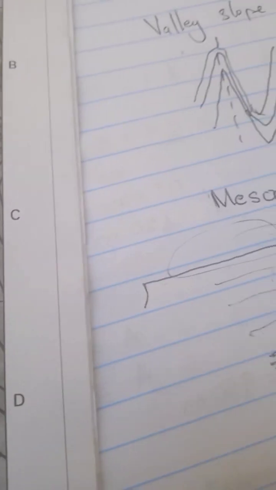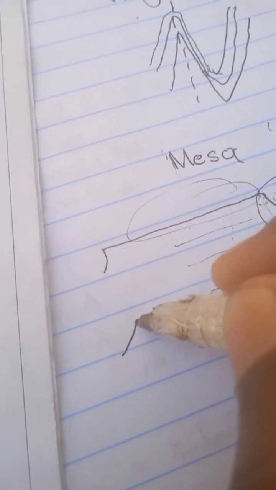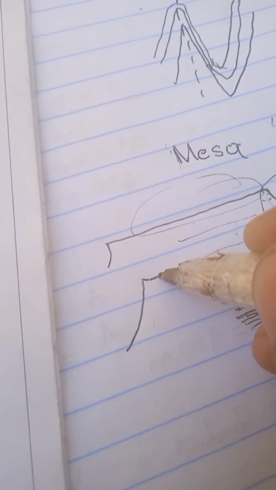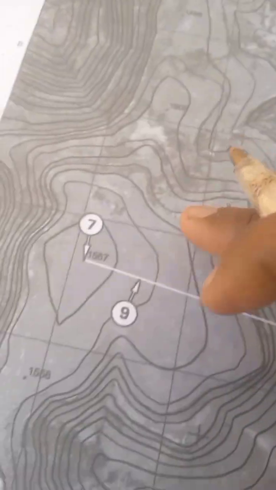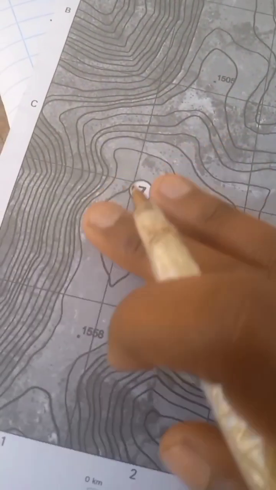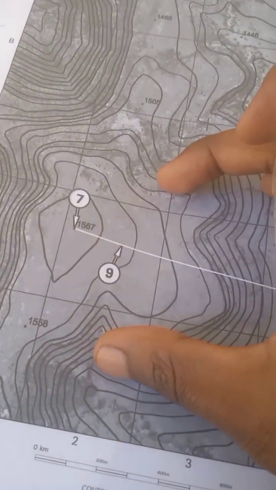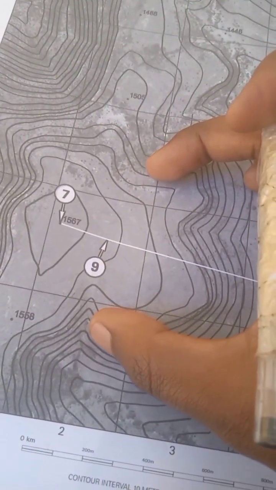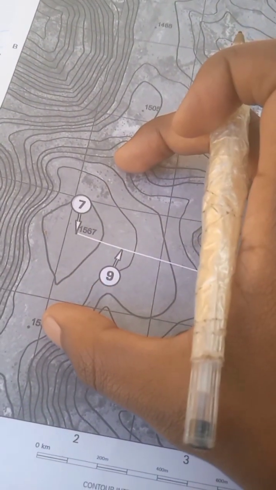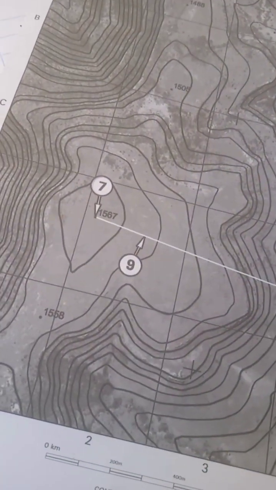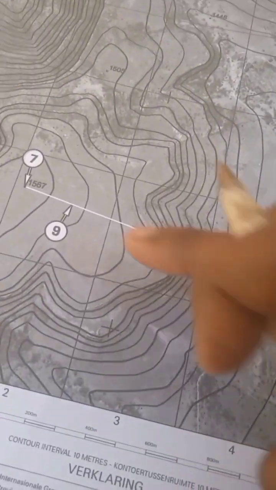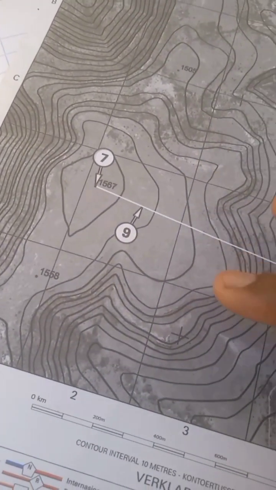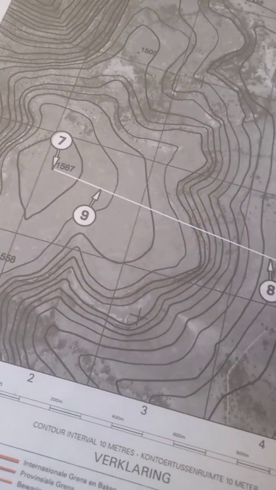A butte is much taller than it is wide. It wouldn't have this whole land that is flat, because this means that this is quite wide. So what would we call this then? For me, I would say it's a mesa.